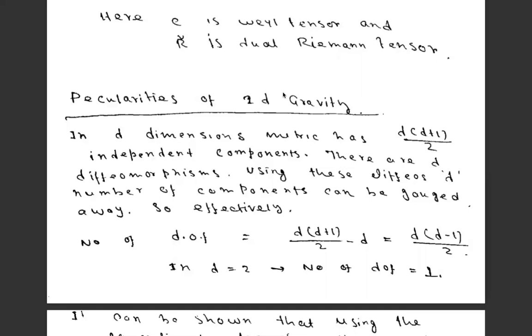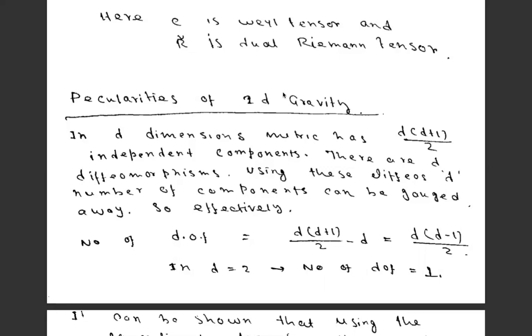Now you have d number of diffeomorphisms at your disposal, so you can use them to reduce this number further to d times d minus 1 by 2, which in d equal to 2 is just 1. So in 2 dimensions, all the dynamical information of the manifold is entirely captured by 1 degree of freedom.